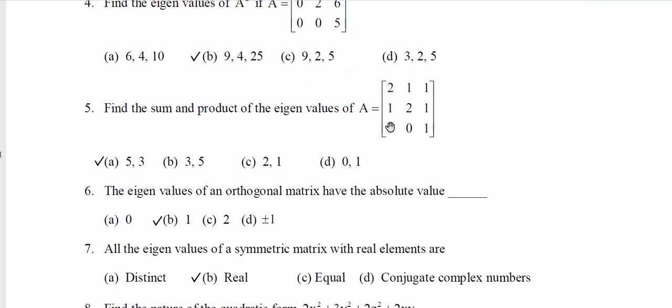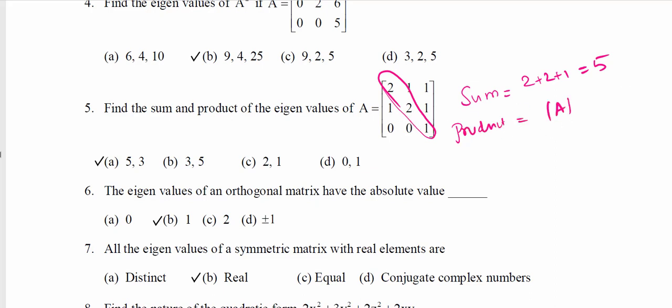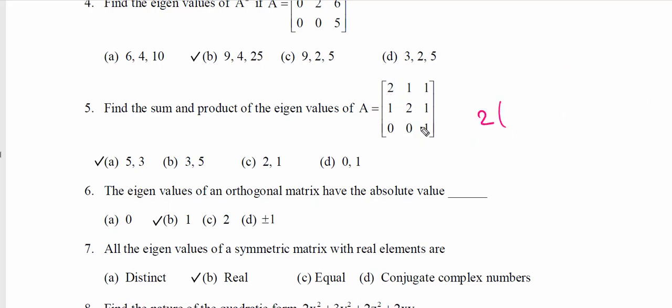Find the sum and product of eigenvalues of A. By the property of eigenvalues and eigenvectors, the sum of eigenvalues equals the sum of the main diagonal elements, 2 plus 2 plus 1, which is 5. The product of eigenvalues equals the determinant of A. The determinant of this matrix is 2 into 2 minus 1 into 1 plus 1 into 0, that is 4 minus 1, which is 3. So the product is 3, and the sum is the summation of diagonal entries, 5.